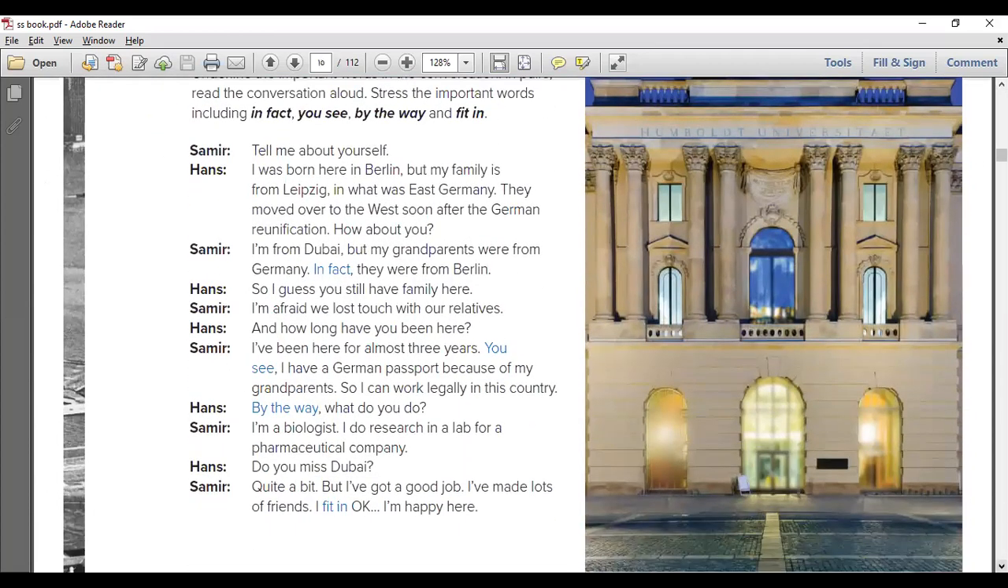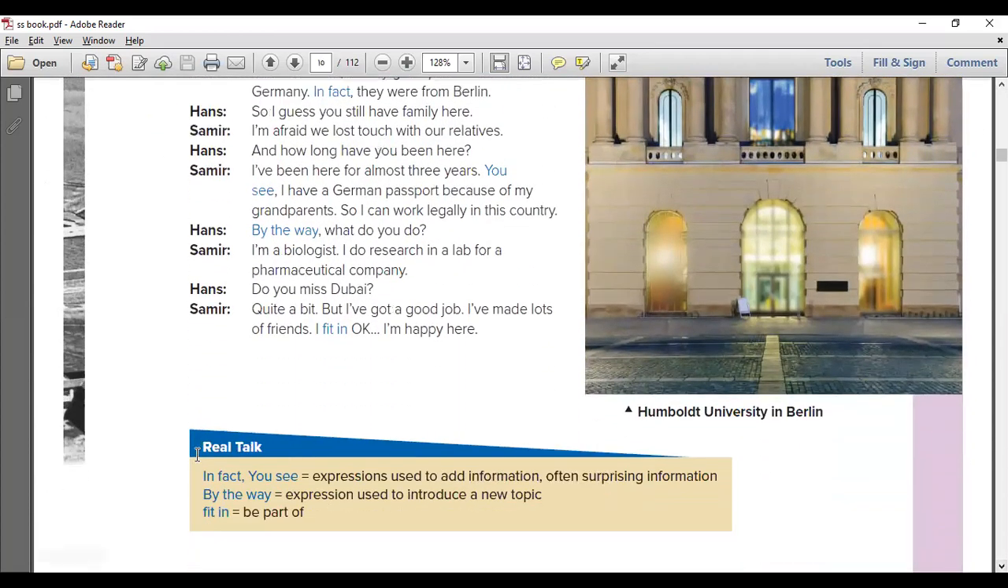Here's some of the conversation that we have. They have boxes like this, real talk, and they give you the meaning of some of the expressions or phrases. Just also be familiar with the meaning of them. So I will give you a sentence. There is a blank. You have to choose the perfect word or the perfect expression for the blank. In fact, you see, or by the way, or fit in. The same thing as the vocabulary.